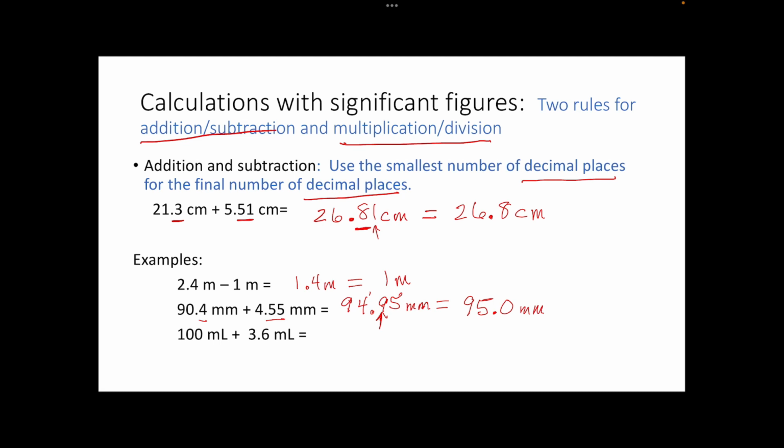Lastly, we have 100 milliliters plus 3.6 milliliters. If we put this in our calculator, we get 103.6 milliliters. Taking into account significant digits, we have 0 decimal points there and 1 there, so we have to round to this spot right here. This 6 is going to bump the 3 up to 4. So we know we have 104 milliliters.